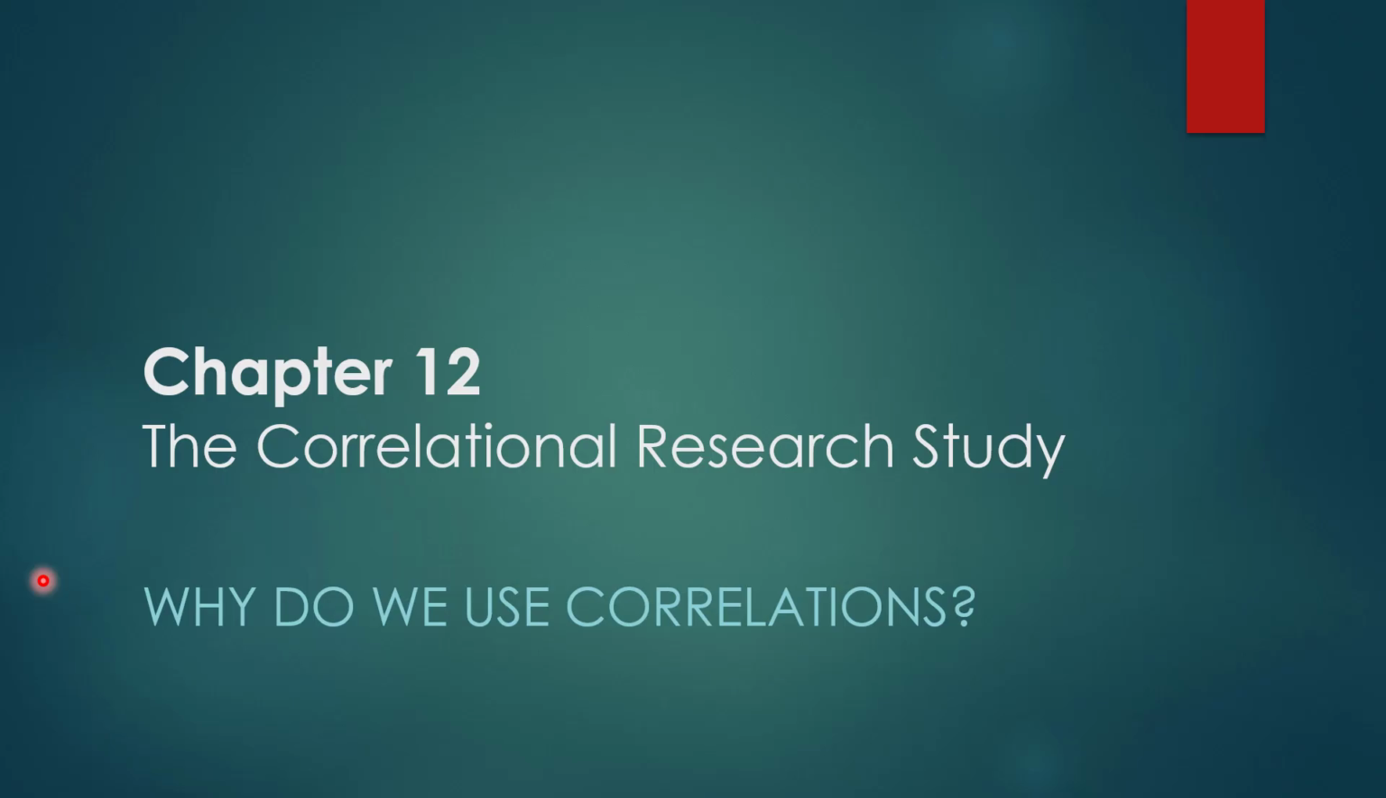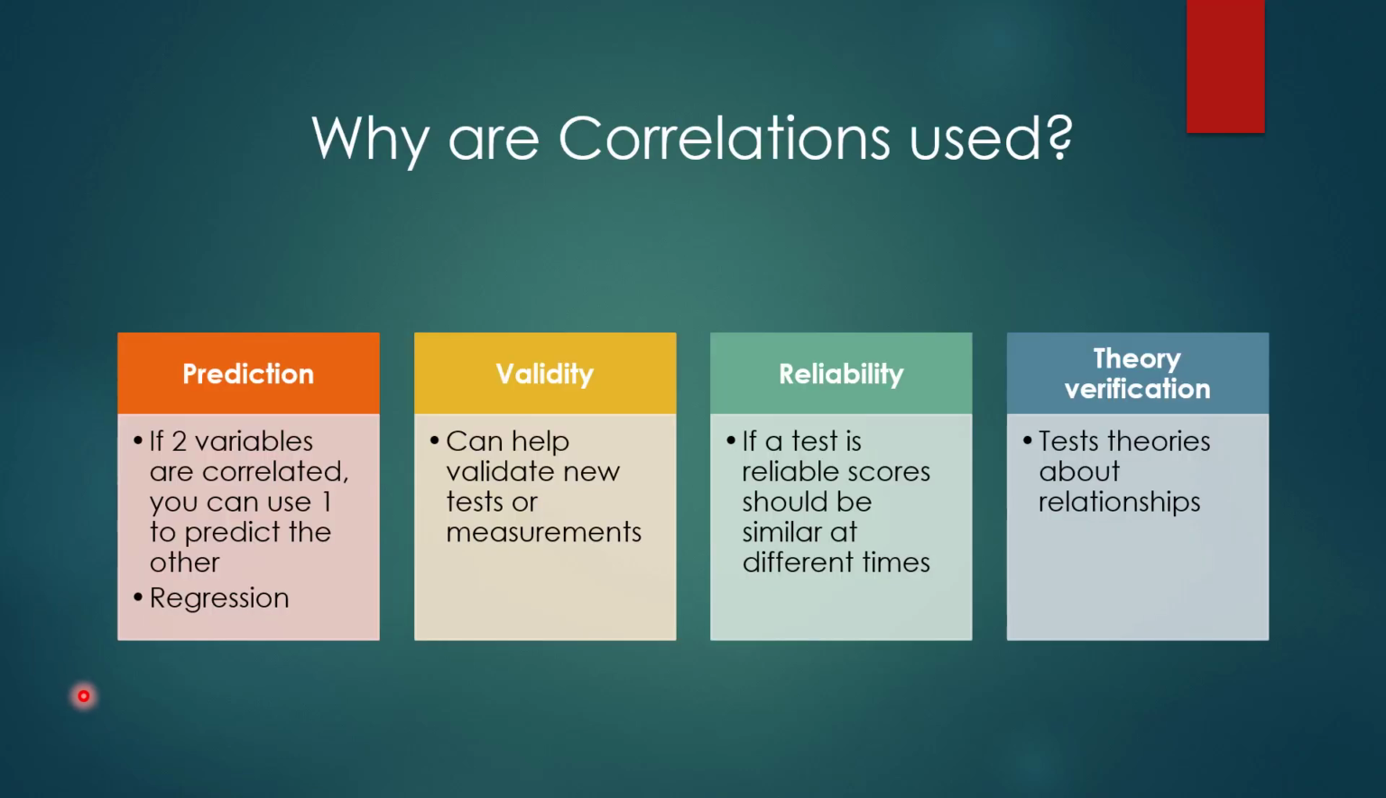This video will discuss why we use correlation. What is the purpose of the correlational research strategy? So here I've just laid out a few of them, and we'll discuss them in a little bit more detail. But one is prediction. If you have two variables that are correlated, you can use one to predict the other. And that's a different type of statistical analysis called regression.